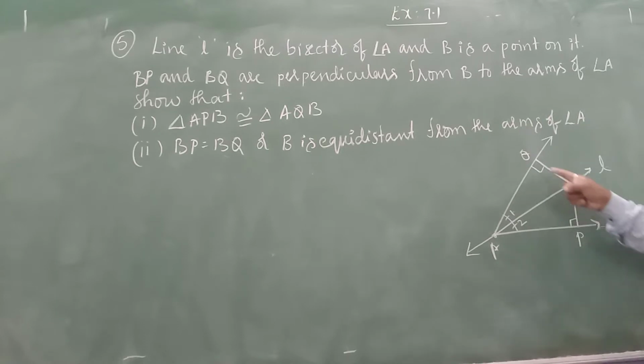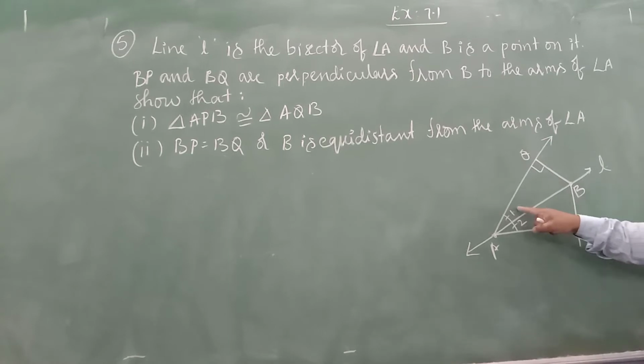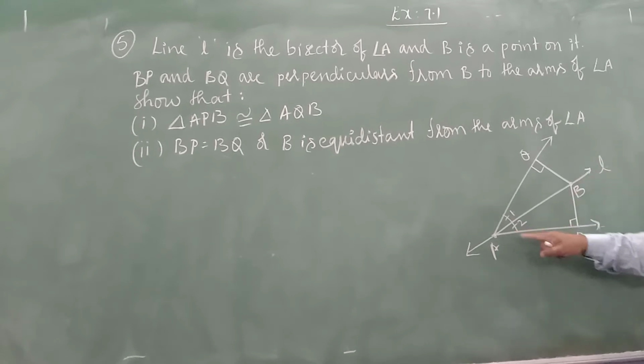See, the symbol indicates what? Perpendicular. How much is this angle? 90 degrees. How much is this angle? 90 degrees. Both will be equal. And what about these two? They are equal angles. Why? Because L is the angle bisector of angle A.